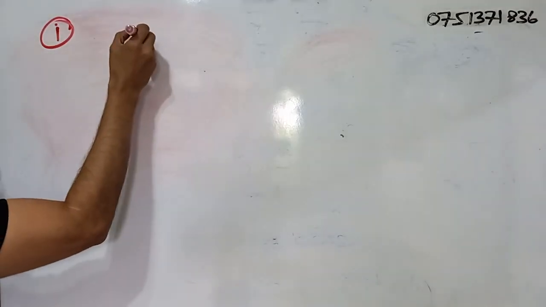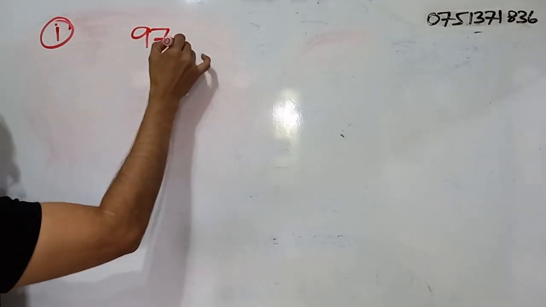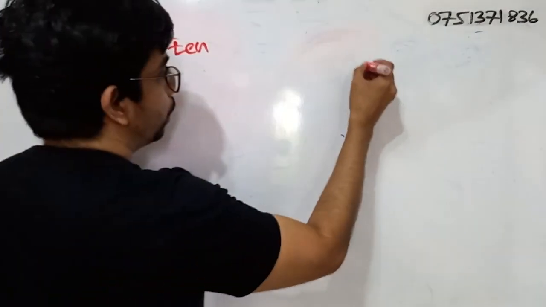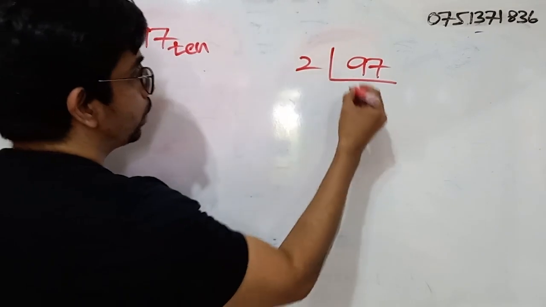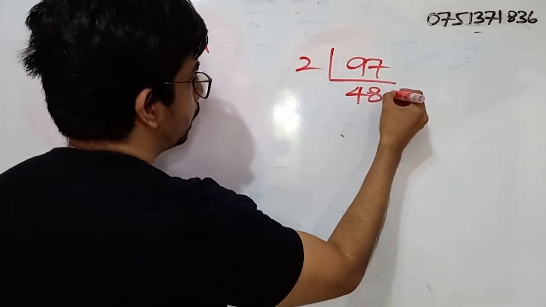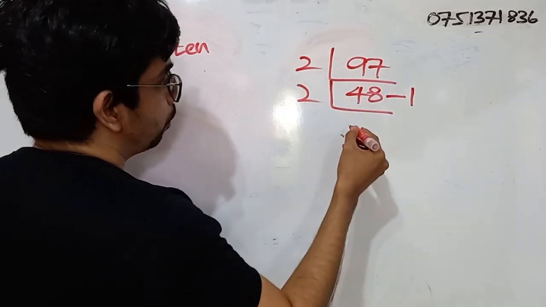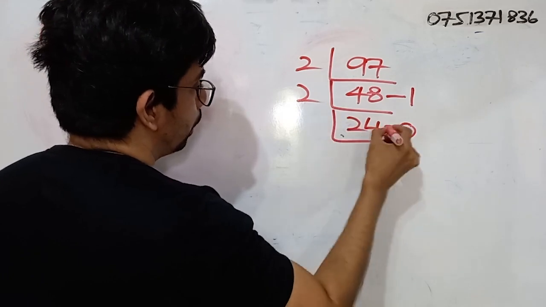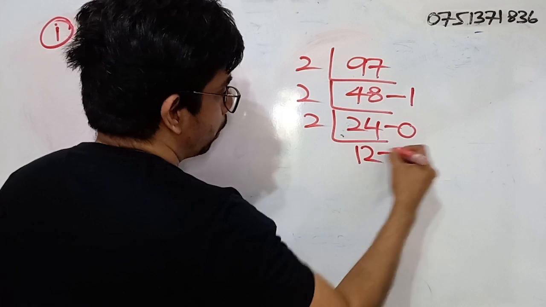So there we need to convert 97 into binary. So 97 base 10 into binary. Okay, so 97 we have to divide it by 2. So here we get what? 48 and a remainder of 1. 48 divided by 2, what do we get? 24 and a remainder of 0. 24 divided by 2, what do we get? 12 and a remainder of 0.